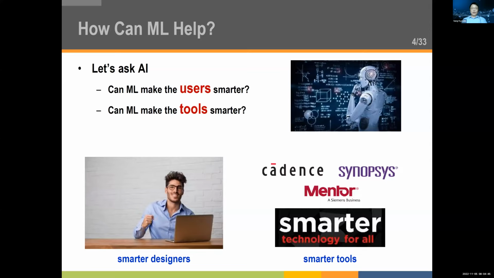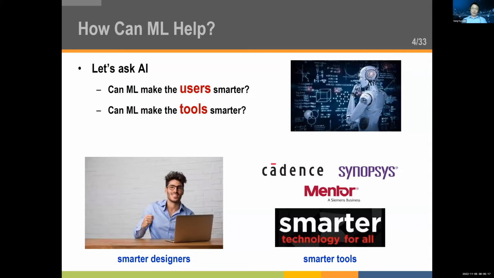VLSI design, digital design: how can machine learning help design? In general, I see two main areas that machine learning can help. The first is that machine learning can help designers make better use of the tools. So it makes the users smarter. And I have a good example of that, where I use machine learning algorithms to tune two parameters.